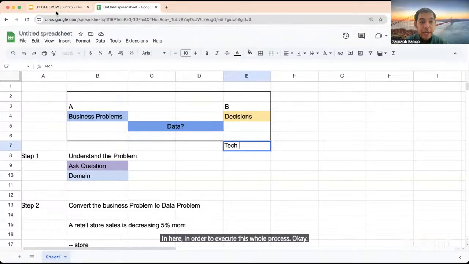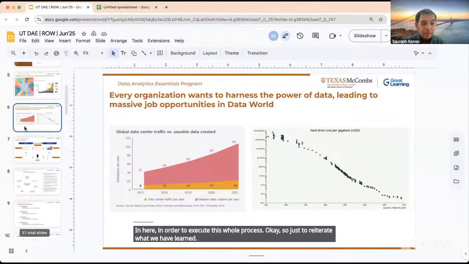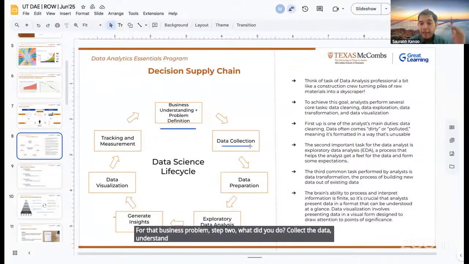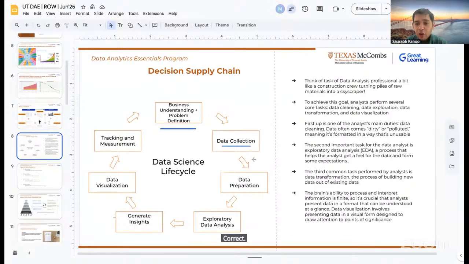Okay. So just to reiterate what we have learned, how does the process of data analysis look like? Let's go over it once more. Can I say it will all start with step one being understanding the business problem? Right? It all starts with the business problem. For that business problem, step two, what did you do? Collect the data, understand which data can help us solve that particular problem. Correct? Once you have got that data, can I say that you try to do the preparation of the data? Now, what is this data preparation?